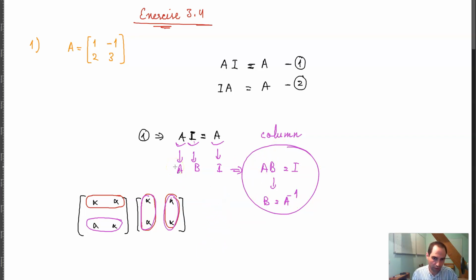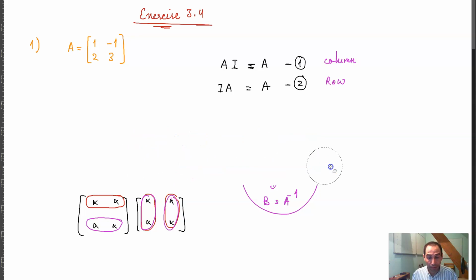And vice versa, meaning that you can use this for column operations, and then you can use this for row operations. You cannot use this for column operations, you cannot use this for row operations.